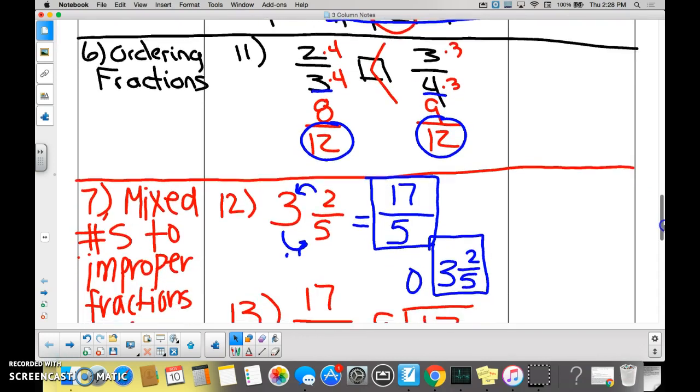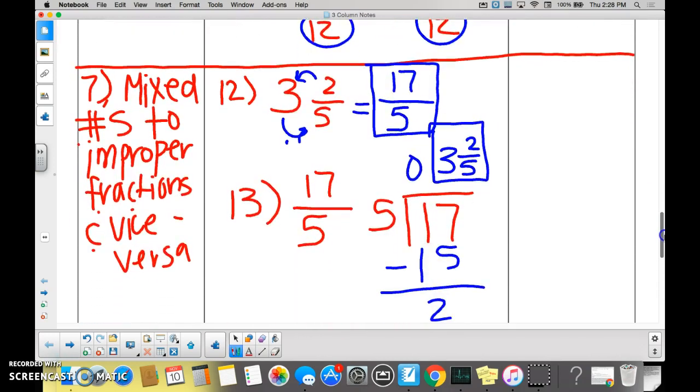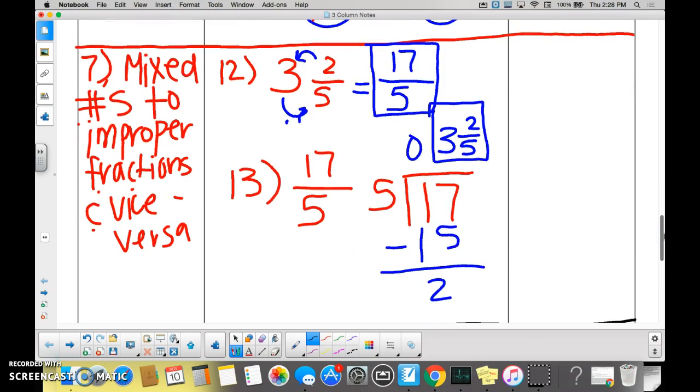Number 7, converting mixed numbers to improper fractions and vice versa. We are doing our mixed number, which is 3, and then 2 over 5, and we're going around the world. So we're taking 3 times 5, which is 15, and then we are adding 2 to that, and that would be 17 over 5. Always bring over your denominator, which is 5.